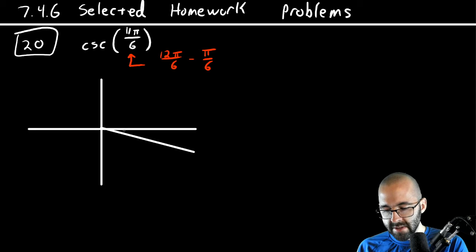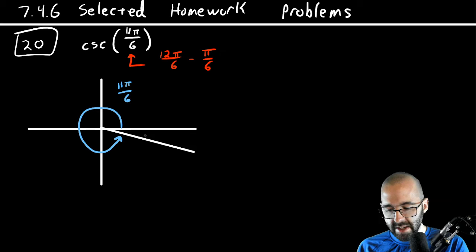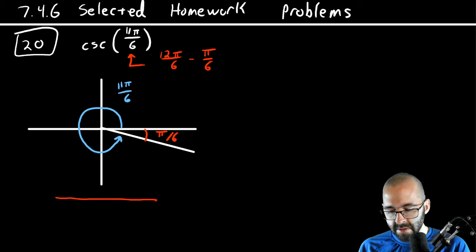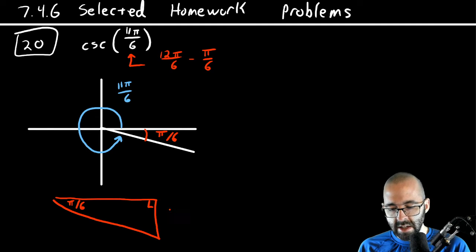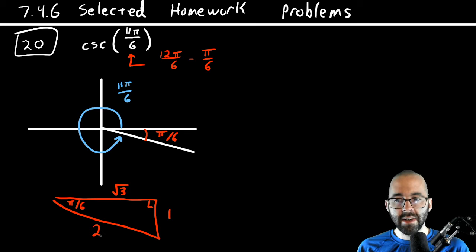Our angle looks like this. That was really bad. Our angle looks like this, 11 pi over 6, and the reference angle is pi over 6. So we can draw a triangle. Pi over 6. This is one of our special triangles. Short side, long side, hypotenuse looks like this.